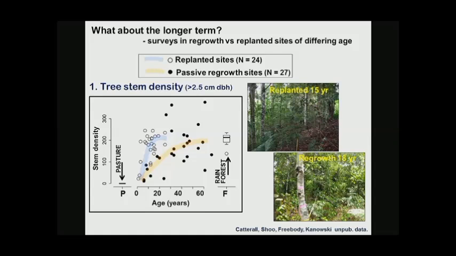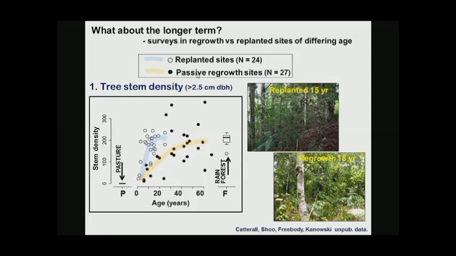We've also been interested in what happens in regrowth in the longer term, because I was only talking about what happens in 2 years. If you want to find out what happens in the longer term, and you don't want to wait 20 or 30 or 40 years, you go and look for chronosequences. And a chronosequence is a bunch of sites that differ in age. And here we've looked at chronosequences of sites that have been actively replanted with a diversity of native trees, and we've looked at chronosequences of regrowth sites.